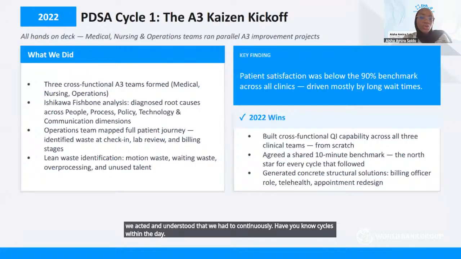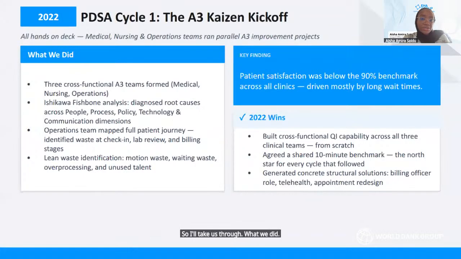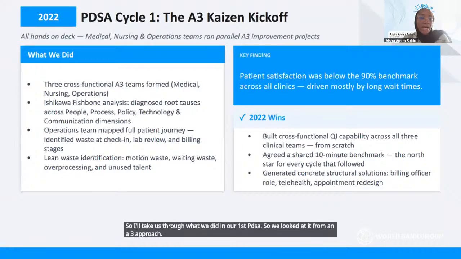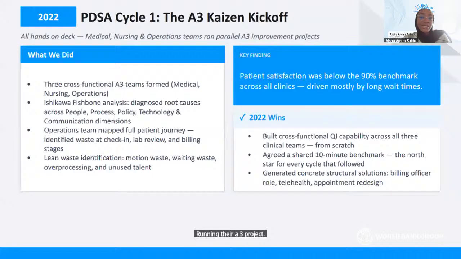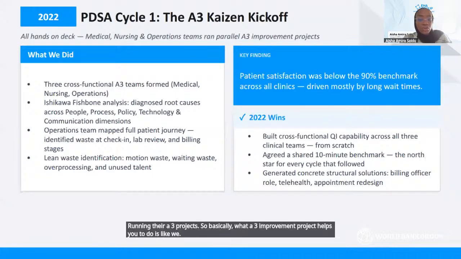So I'll take us through what we did in our first PDSA. So we looked at it from an A3 approach where we had all the different teams sit down. So we had the medical, the nursing, and the operations team running their A3 project. So basically what an A3 improvement project helps you to do is, like we said, look at root causes, propose solutions, put in time-bound targets for ourselves, and then see how this impacts our system.